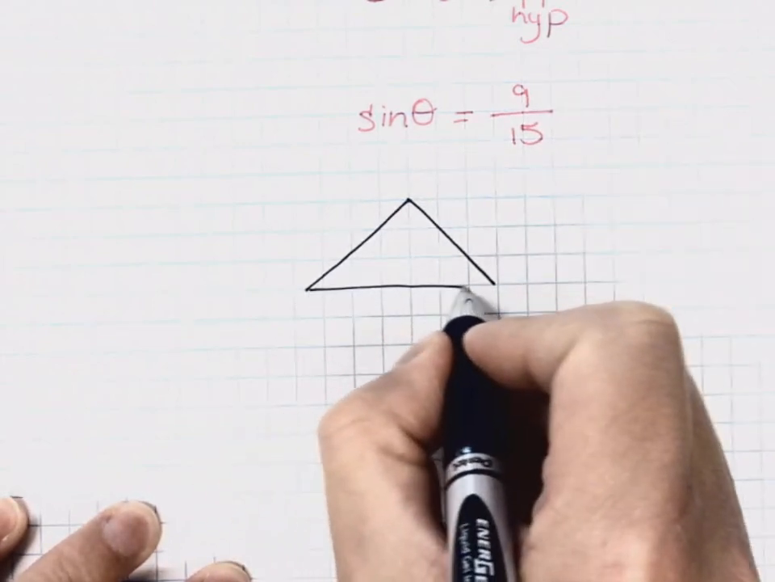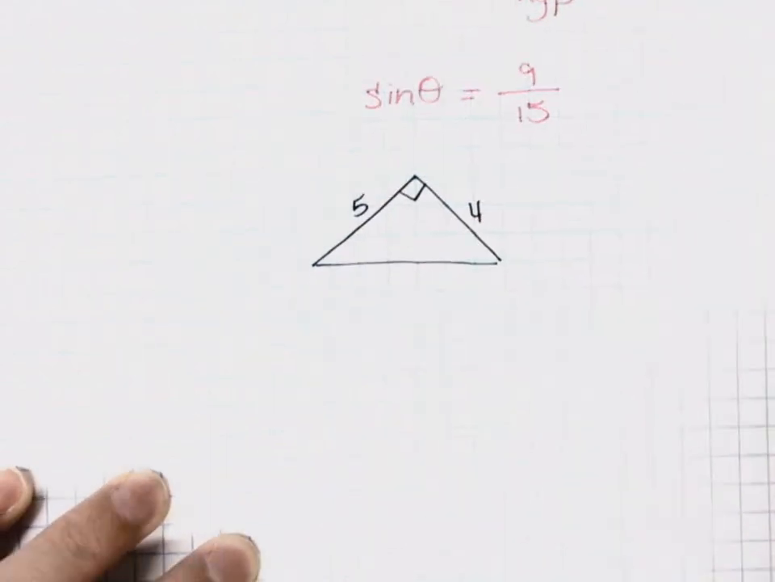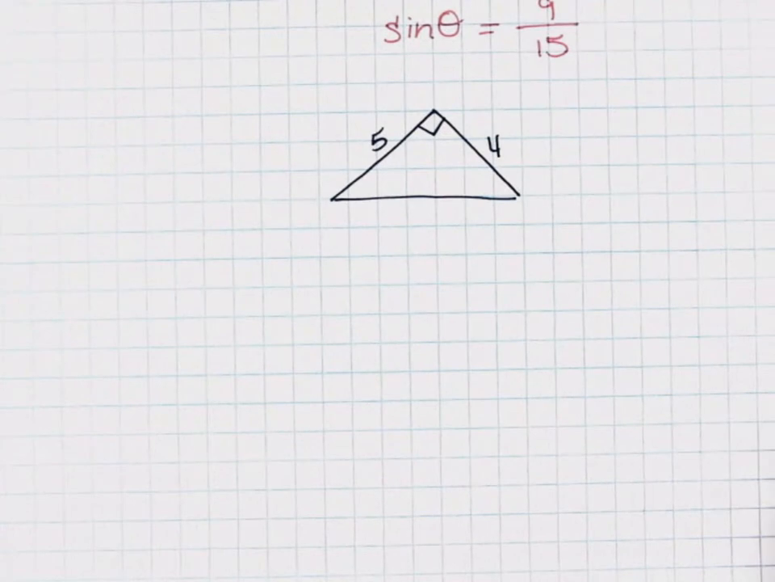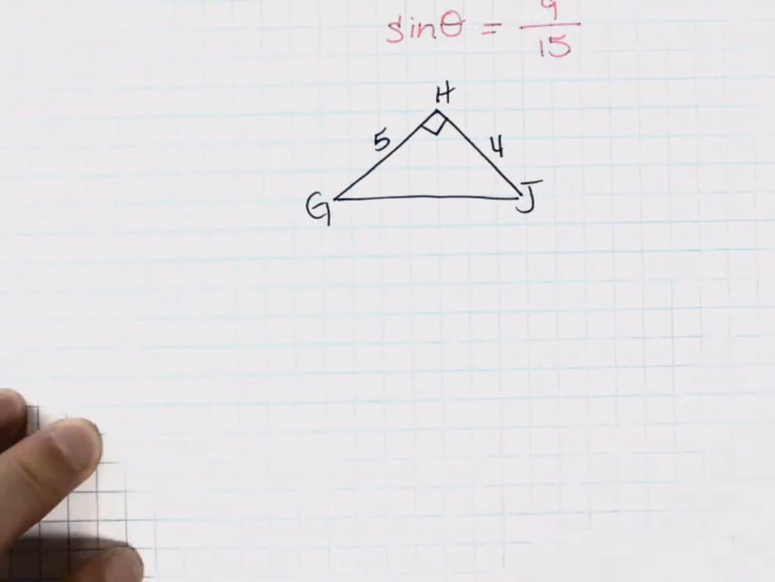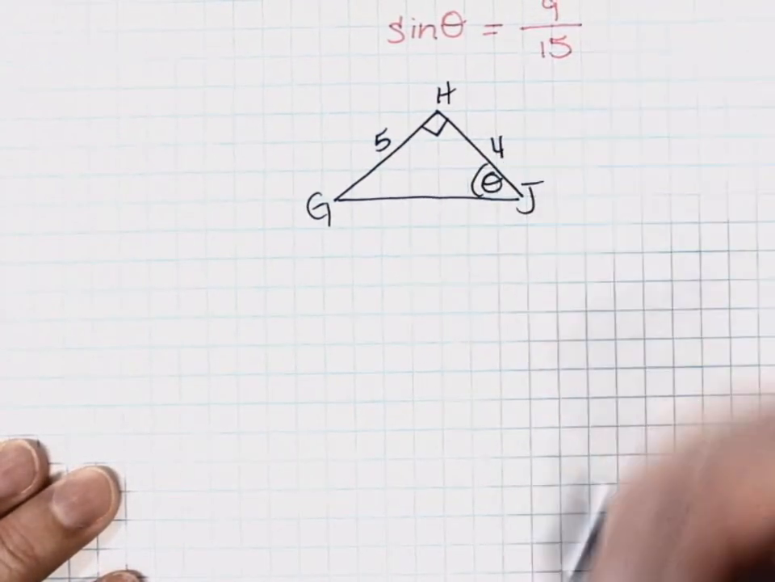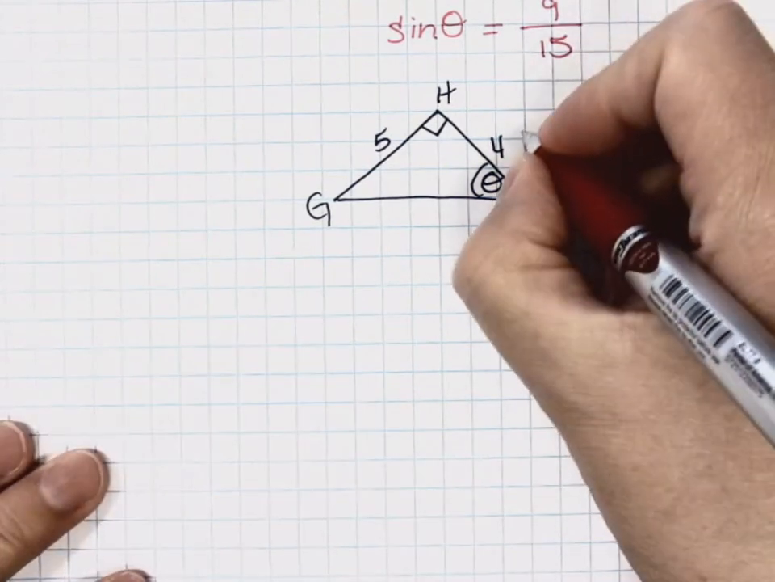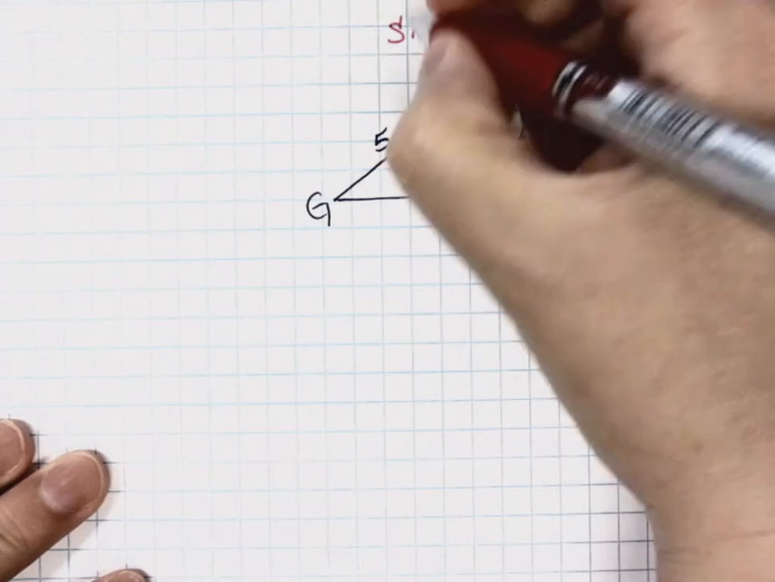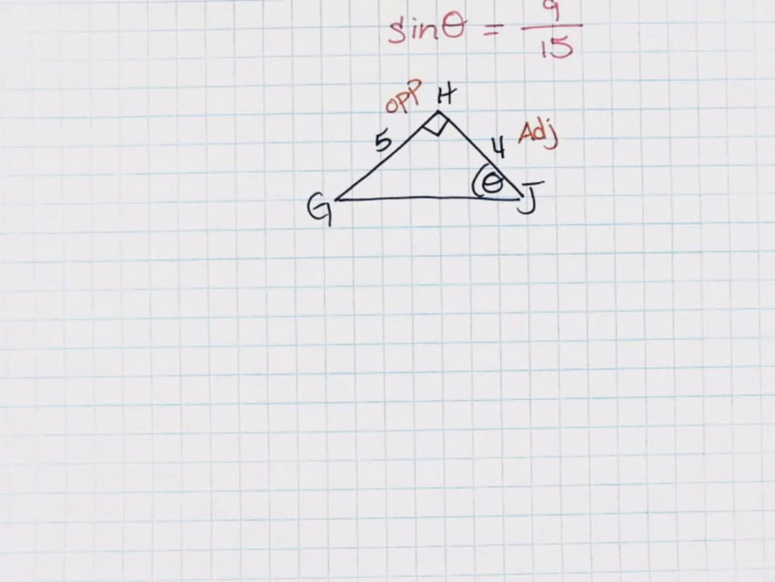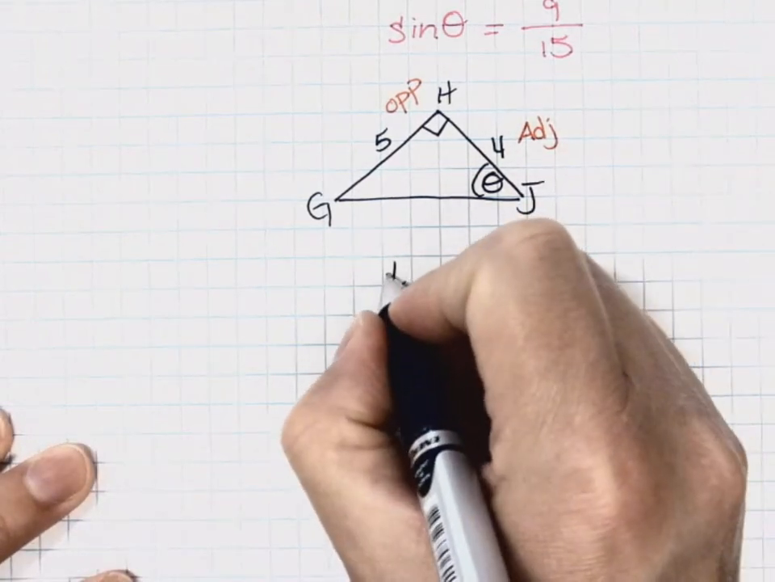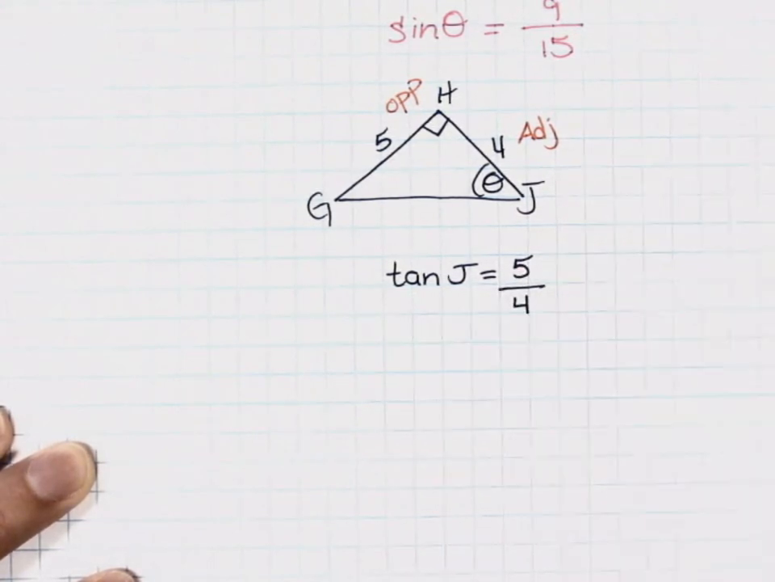Just for funsies, I'm going to recreate that. We had a 90 degree here. We had 5 here, and we had 4 here. You guys don't have to copy this down if you don't want to. I'm just going to show you, and this was J, and this was G, and that was H. So this time I'm solving for angle J. So that means now the 4 used to be my opposite side, but now it's my adjacent, and the 5 is my opposite. So again, I'm still using tan, but tan of angle J is now 5 over 4.